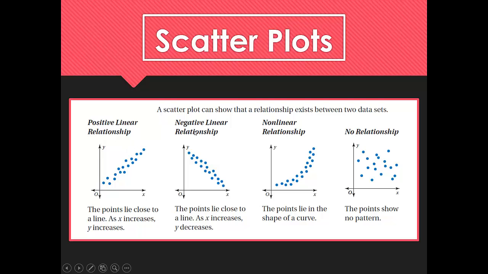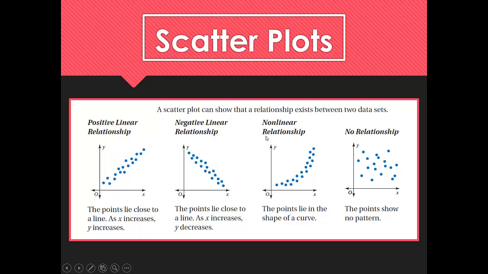For the second one, we're looking at a negative linear relationship. The points lie close to a line. So you can see we could basically kind of draw a line in between those. As x increases, so as x is getting bigger, y is decreasing. So y is getting smaller. And this would be a negative linear relationship.